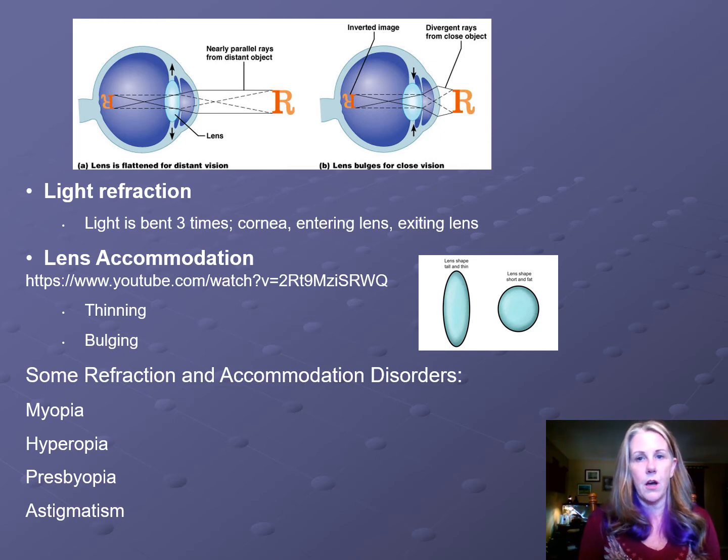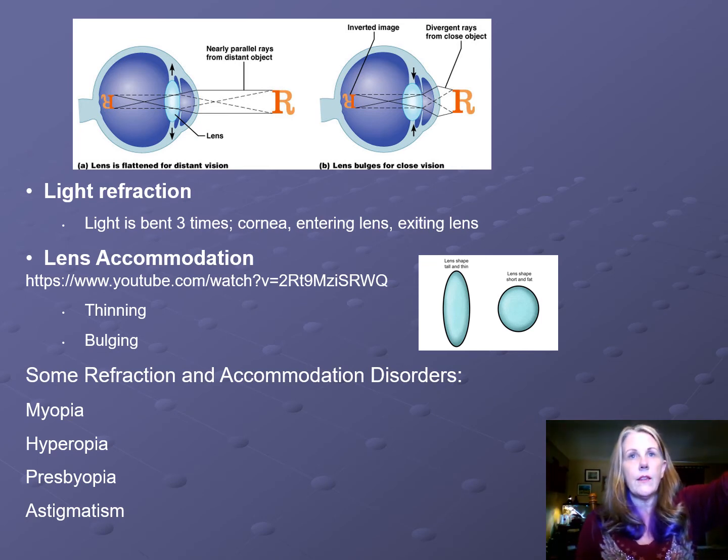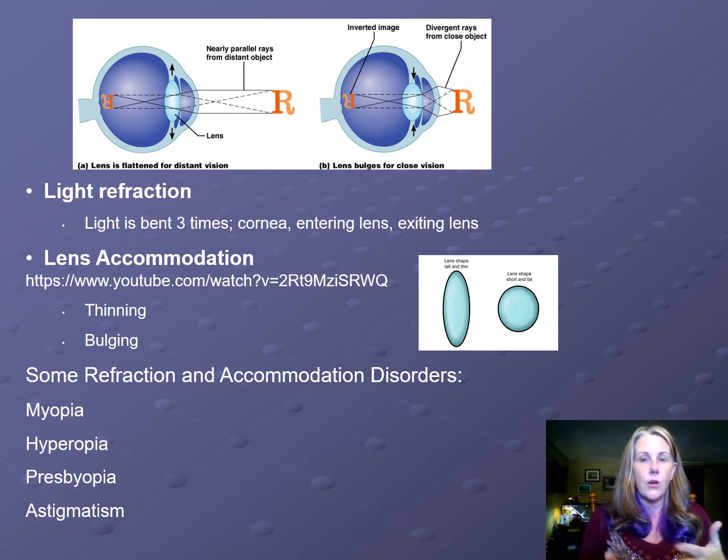All right, so the next thing we're going to talk about are some refraction and accommodation disorders that can occur in eyes. And the first one is myopia. Now, probably most of you have heard of these, but maybe you just didn't know the technical term for it. So first of all, myopia. Myopia is also called nearsightedness. This is when we can focus up close, but we can't really see things in focus that are far away. So we're nearsighted.